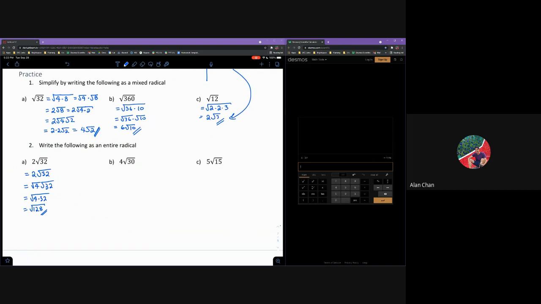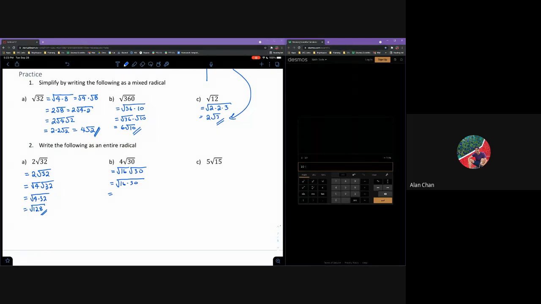Okay. Let's try this one. 4 root 30. So again, we'll do the exact same process. We want to get that 4 under the house. So again, the way we can rewrite this is that 4 is the same thing as square root of 16, right? 4 squared is 16. Then we have root 30, and again, we have the same multiplication where if they're both multiplied, they are under the same house. And then, of course, let's get our trusty calculator.